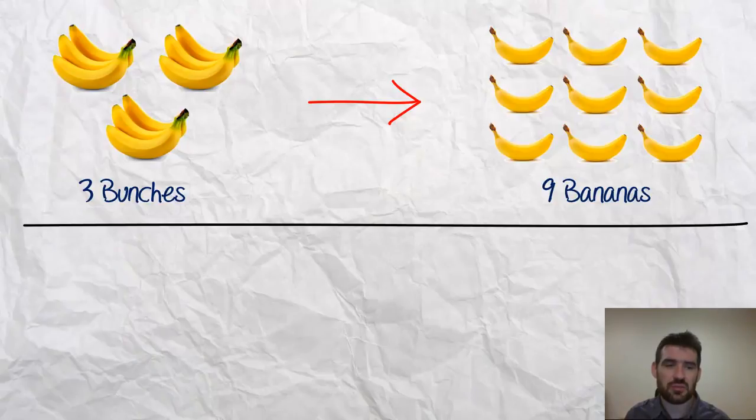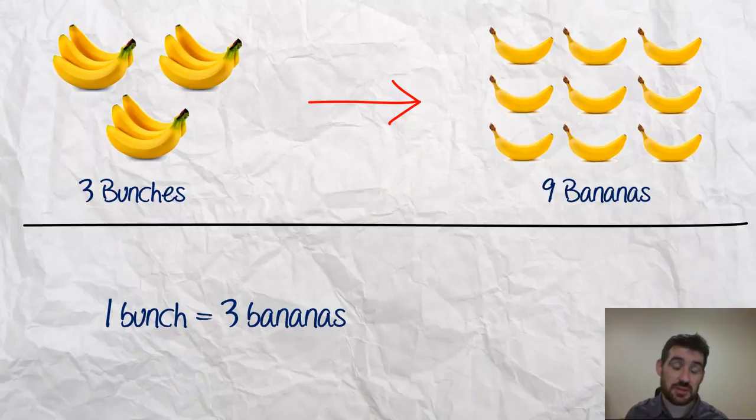Let's start out by looking at the relationship between these 2 types of units. 1 bunch, in this case, is equal to 3 bananas. We can use this to convert from bunches to bananas. We call this a conversion factor. A conversion factor is expressed as a fraction.